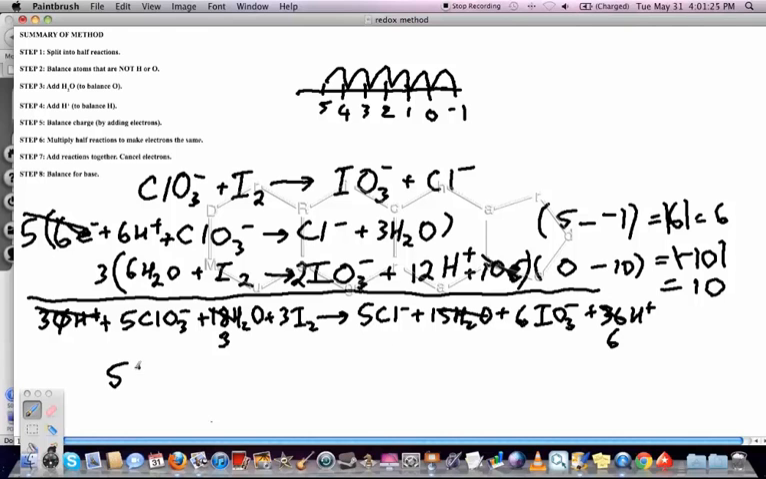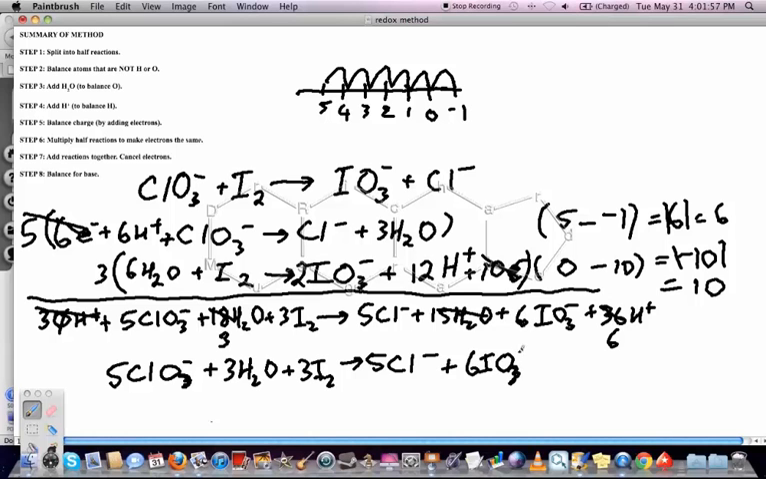So our equation now becomes 5 ClO3 minus plus 3 H2O plus 3 I2 gives 5 Cl negatives plus 6 IO3 negative plus 6H plus. Now we're going to check this out and make sure it does indeed balance.